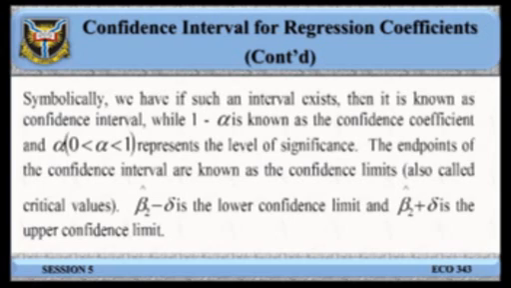Symbolically, we have, if such an interval exists, then it is known as a confidence interval, while 1 minus alpha is known as the confidence coefficient, and alpha into bracket 0 less than alpha less than 1 represents the level of significance. The endpoints of the confidence interval are known as the confidence limits, also called critical values. Beta 2 estimator minus delta is the lower confidence limit, and beta 2 estimator plus delta is the upper confidence limit.